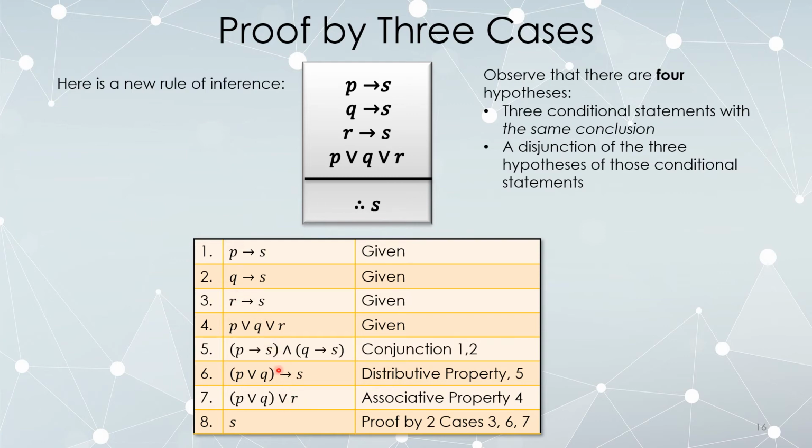Two conditional statements with the same conclusion. Then I take their hypotheses and I have them disjoined. So even though this looks like a new rule, it's really just proof by two cases with a little extra step.